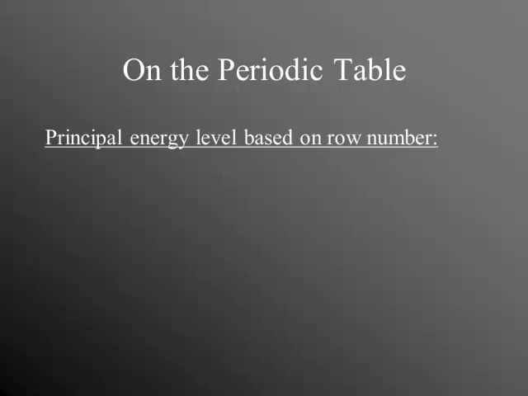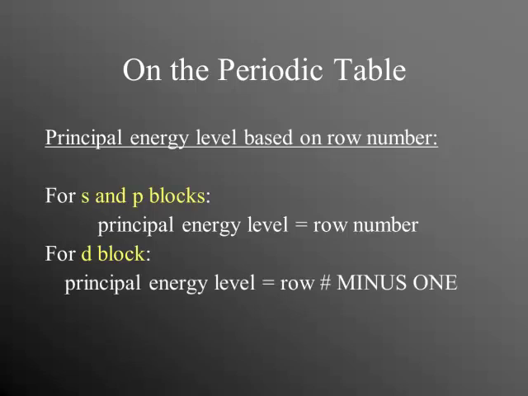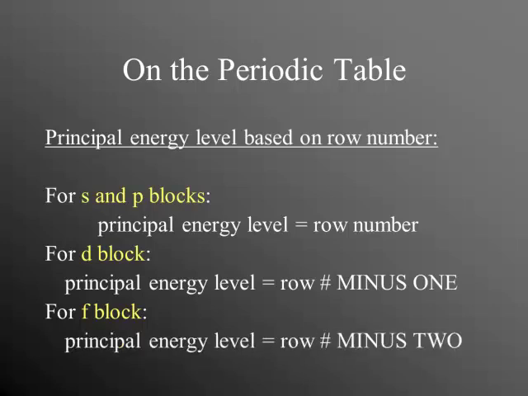The principal energy level for any set of orbitals is related to the row number. For S and P block orbitals, the principal energy level is the row number. For D block orbitals, the principal energy level is one less than the row number. And for F block orbitals, the principal energy level is 2 less than the row number.